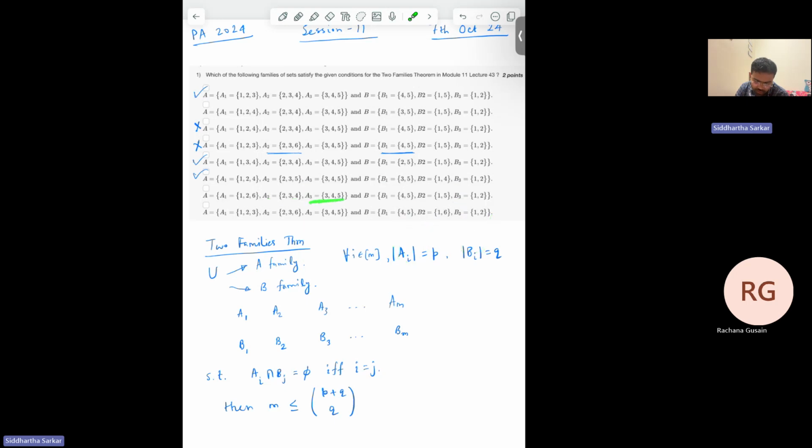Now let's look at A3 and B3. Is there anything in common? 3, 4, 5, and 1 comma 2. No. So empty intersection. So A3 and B1, 4 and 5 are common. It follows the condition of the theorem. Now let's look at A3 and B2. That is 5. So non-empty intersection. So everything is as per the conditions of the two families theorem. So therefore, for this option also, we can mark correct. So we are left with the last one.